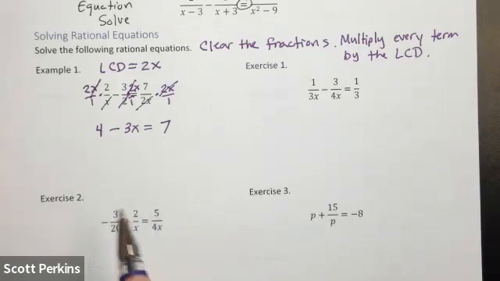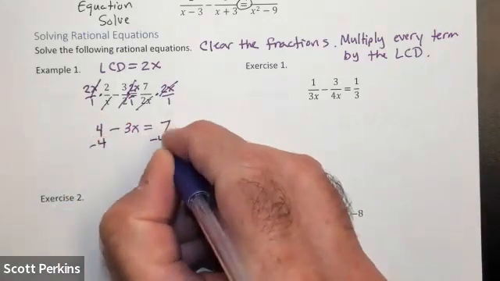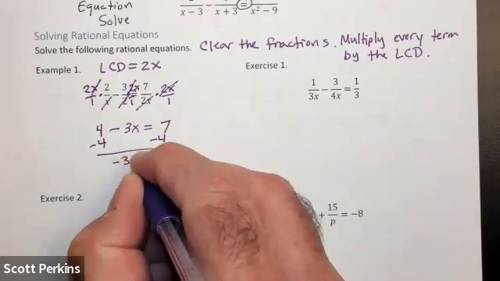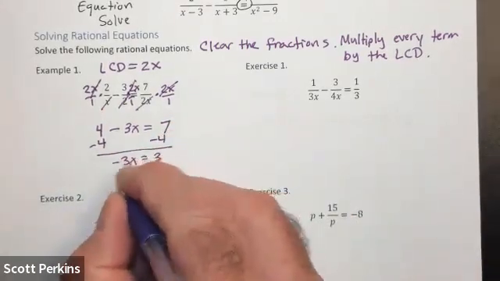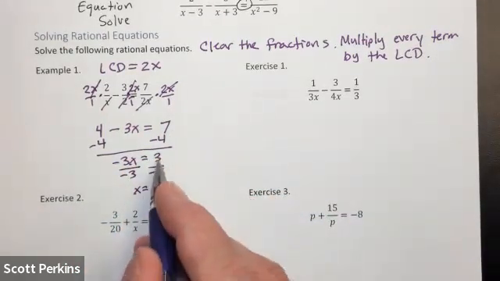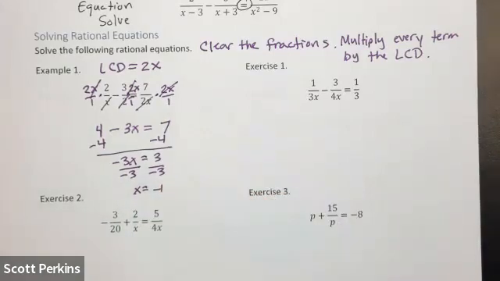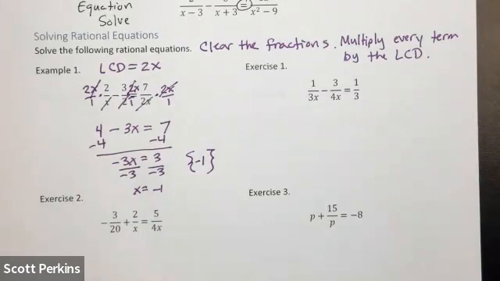So I'm just going to finish this up. I'm hoping you know the steps from here. I'm going to subtract the 4 from both sides, and I get negative 3x is equal to 7 minus 4, or 3. I'm going to divide both sides by negative 3, and I get x is equal to 3 divided by negative 3, which is negative 1. Great. I'm going to write that as a solution set, the set containing negative 1, and I'm done with the problem.